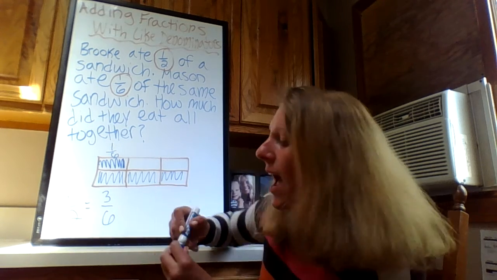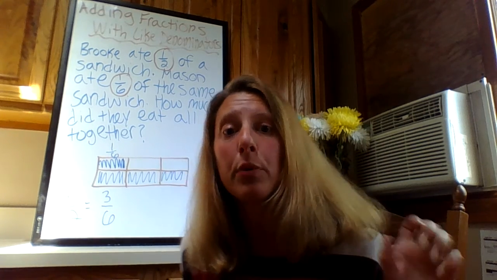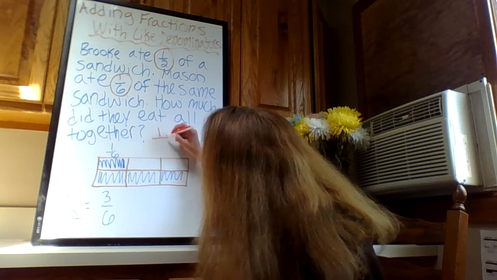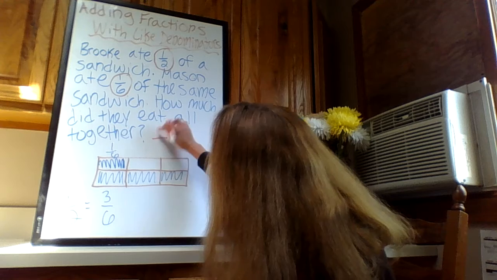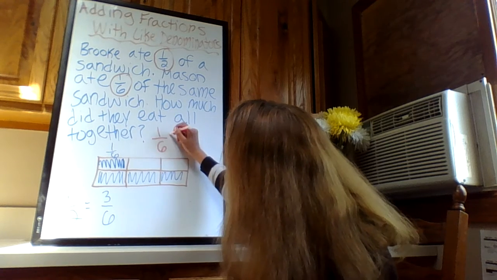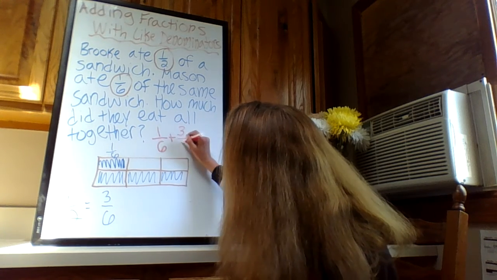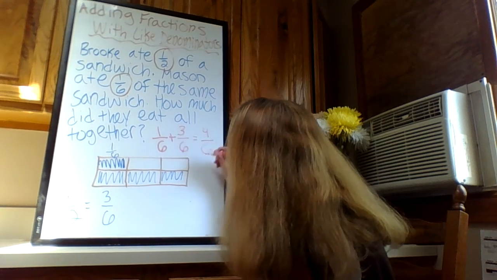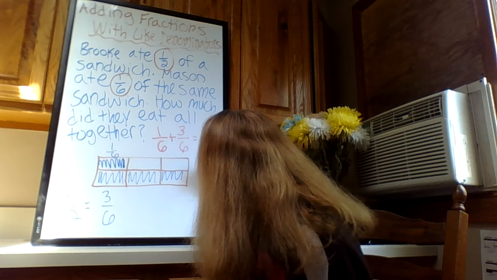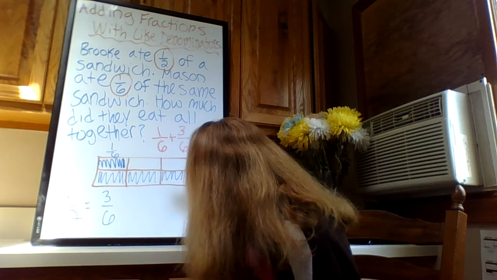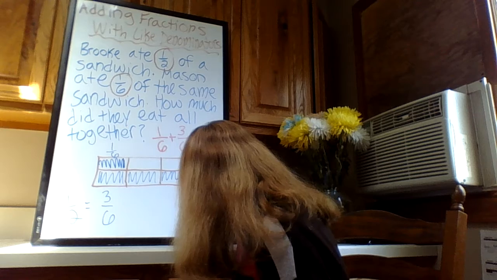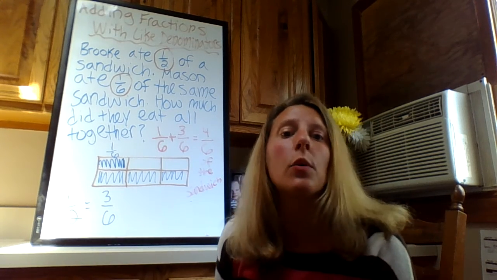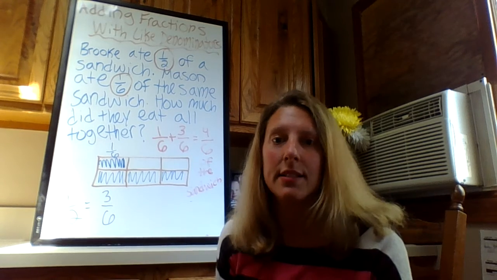So now that I know that 1/2 is 3/6, I've created an equivalent fraction for 1/2. So now I can add how much of the sandwich Brooke and Mason ate all together. I can add 1/6 plus 3/6 equals 4/6 of the sandwich. Because I know that 1/2 is equivalent to 3/6.